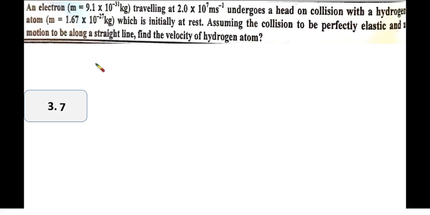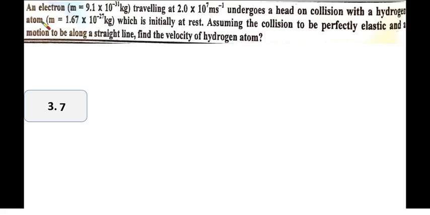Next question, 3.7, numerical. An electron having mass 9.1 × 10^-31 kg, traveling at 2 × 10^7 meters per second, undergoes a head-on collision with a hydrogen atom. The hydrogen atom has mass 1.67 × 10^-27 kilogram and is initially at rest.